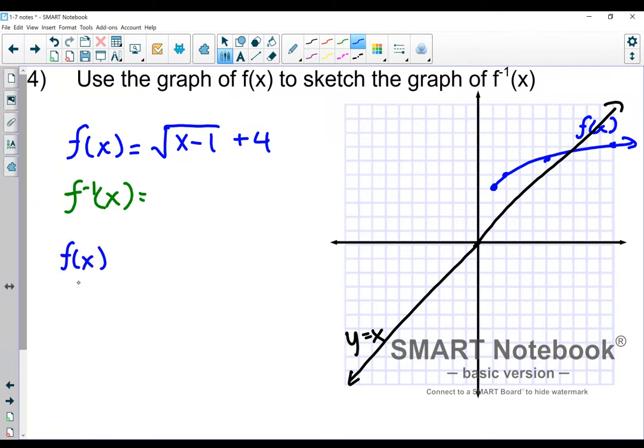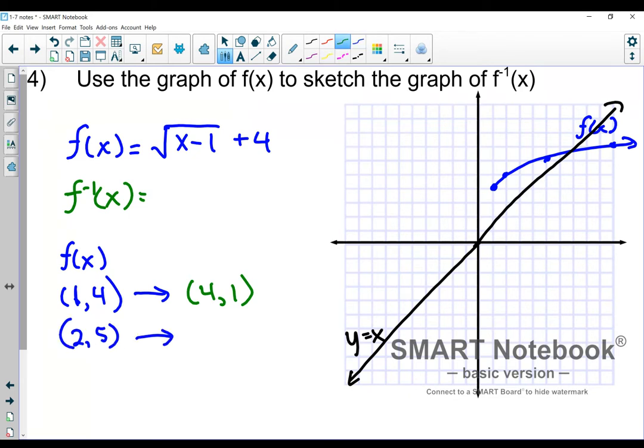And usually I need to do about 3. And then when I am trying to change them over to the inverse, I'm going to switch the x and y. So if my original ordered pair is 1, 4, when I find the inverse, it's going to change to 4, 1. So remember, inverses swap x and y. My next ordered pair is 2, 5. So when I do the inverse, I would have 5, 2.